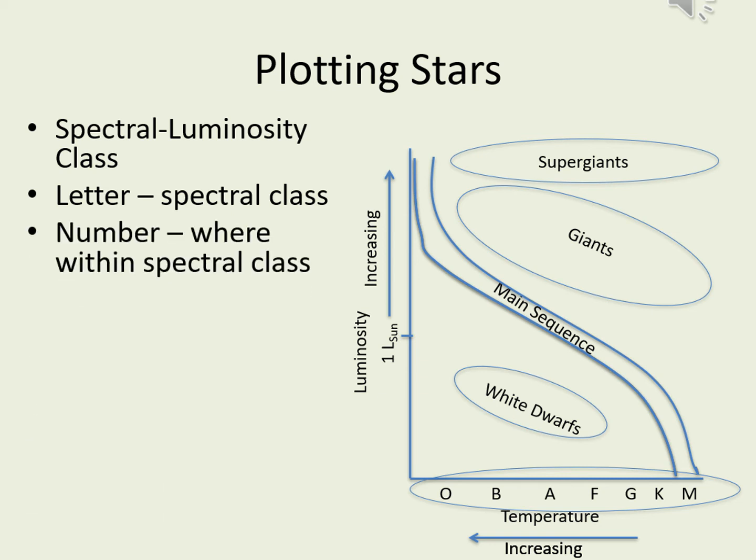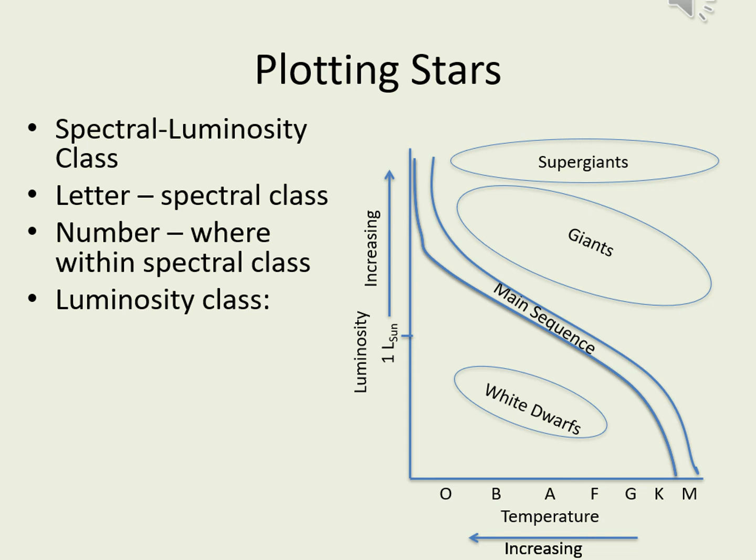The number after this lets you pin down the star's location more precisely within the spectral class. This number ranges from 0 to 9, with 0 being the hottest and 9 being the coolest. So a star that has a spectral class of A8 is close to the right-hand edge of the A stars, near the F stars, while an A0 star is at the left edge of the A's, very close to the B stars. The last part of the spectral luminosity class is the luminosity part.